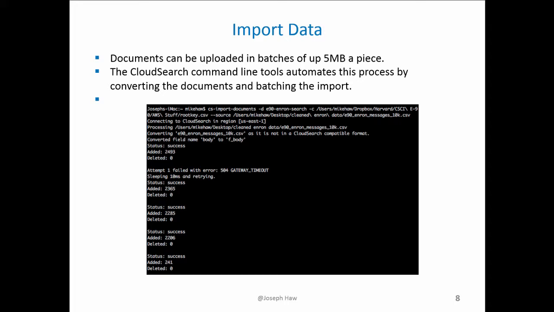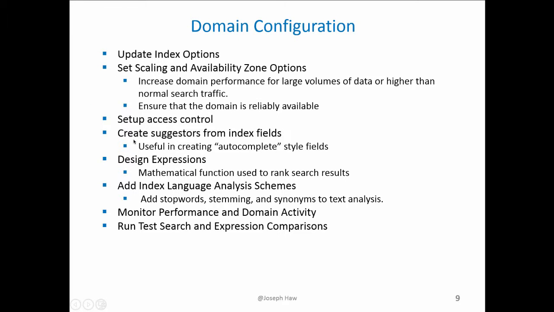So this will allow us, in our case, to import our CSV file and then break that into chunks of 5 MB. And this tool can also be used to take, for instance, Office or PDF files and convert them, batch them, and import them into our domain. Once we have documents imported, we have a number of options that we can configure for customizing our domain.